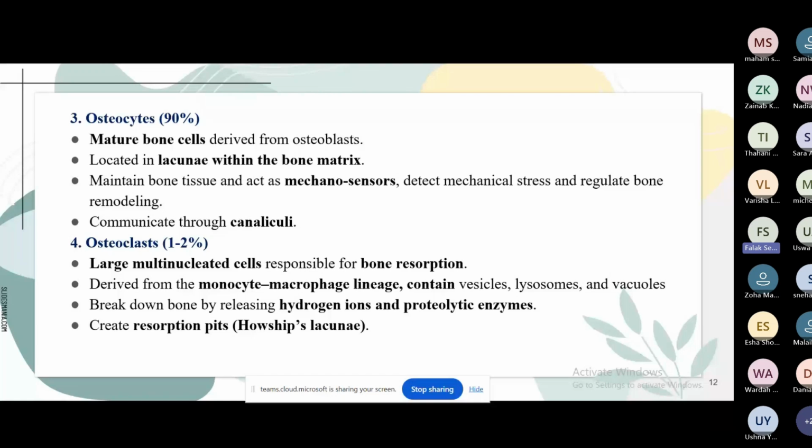They contain vesicles, lysosomes, and vacuoles. They break down bone by release of hydrogen ions and certain proteolytic enzymes. They create a resorption pit, okay, that is known as Howship's lacunae. So if someone asks you which bone cells are responsible for the creation of Howship's lacunae, they are osteoclasts, and they are actually the resorption pits that are produced by osteoclasts.